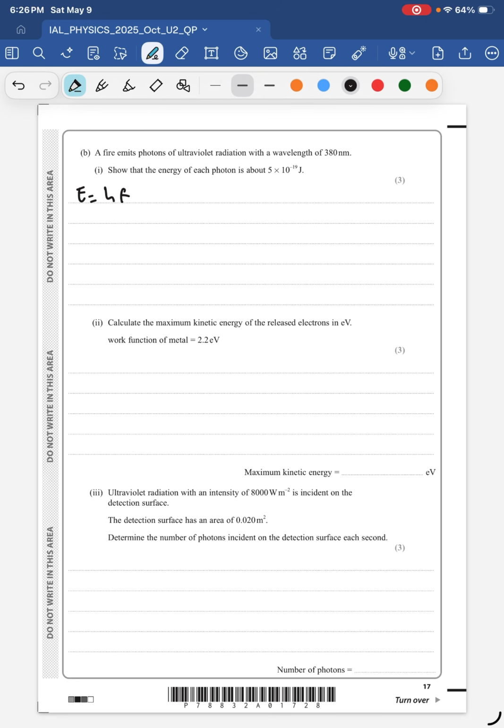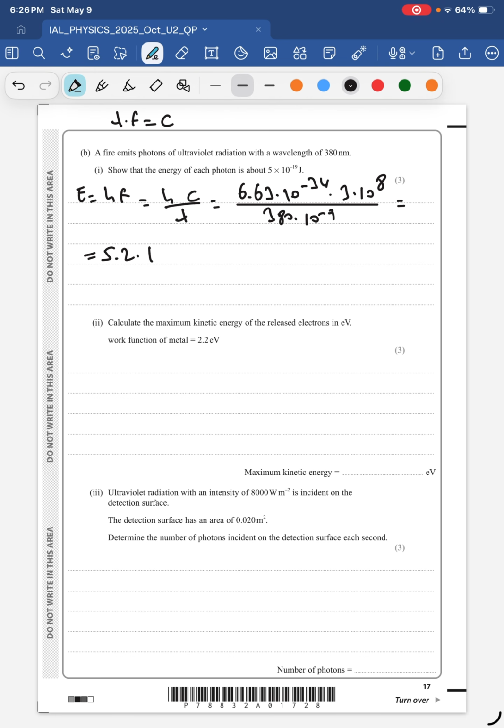So energy is h times frequency, or h times c over lambda, because lambda times f is c for all electromagnetic radiation, including light, radio waves, gamma rays, X-rays. So we have 6.63 times 10 to the negative 34 times 3 times 10 to the 8 over 380 times 10 to the negative 9 meters. So this yields 5.2 times 10 to the negative 19 joules.